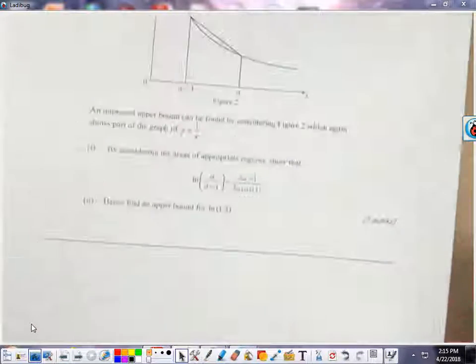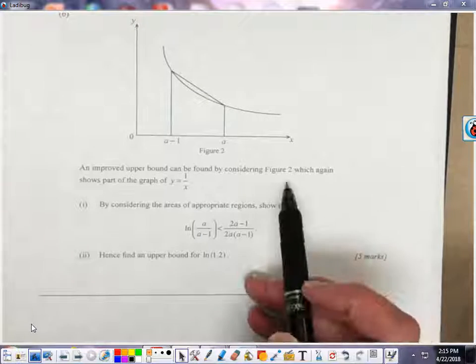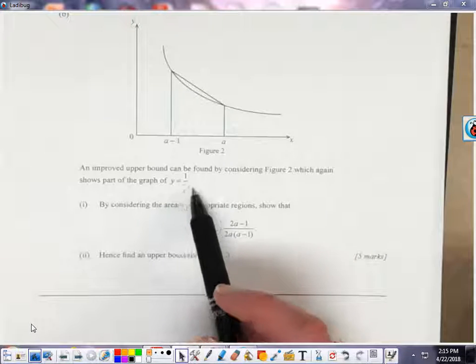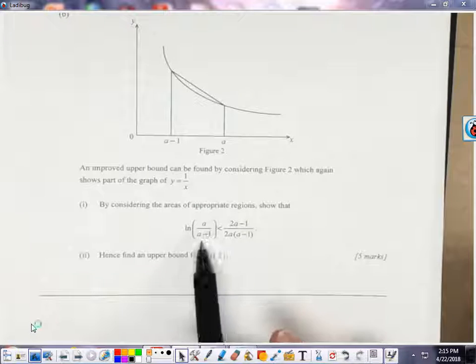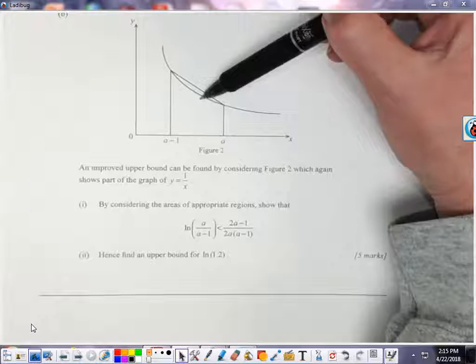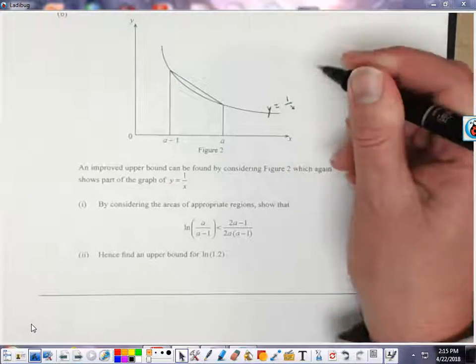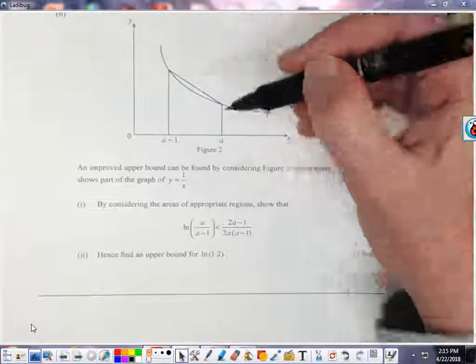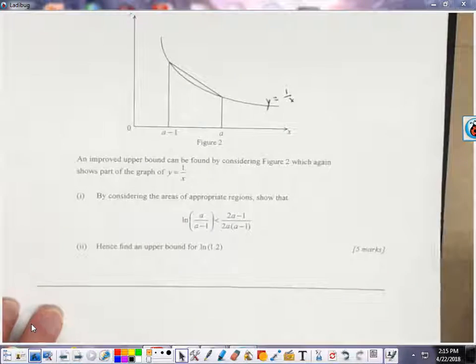Finally, it says an improved upper bound can be found by considering figure 2, which again shows a part of the graph of y equals 1 over x. By considering the areas of appropriate regions, show that, well, this looks suspiciously like what we already did, is less than this. So basically, they want us to show that the area under the curve y equals 1 over x would be less than the area of this trapezoid. So they've just changed it to a trapezoid for us. So really, if we knew how to do the first one, we know how to do this one as well.